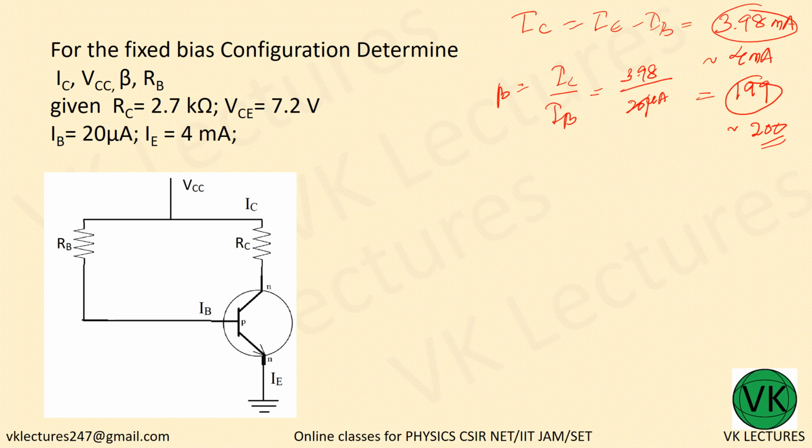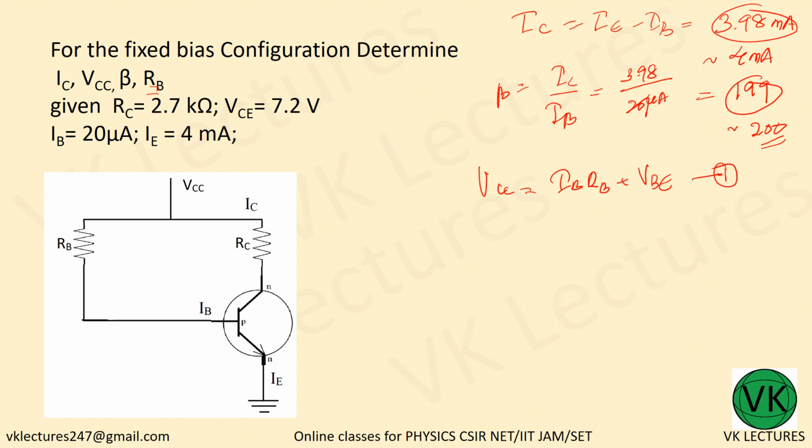Now we can apply. We want RB. So let us apply KVL to the input side. So VCC equal to IB RB plus VBE. Now there are two unknowns. VCC is also an unknown, as well as RB is also unknown. So give it as equation 1.